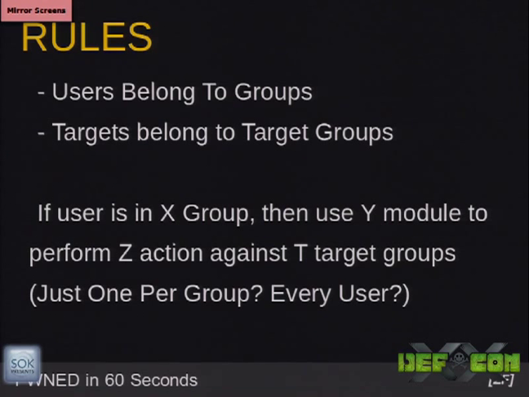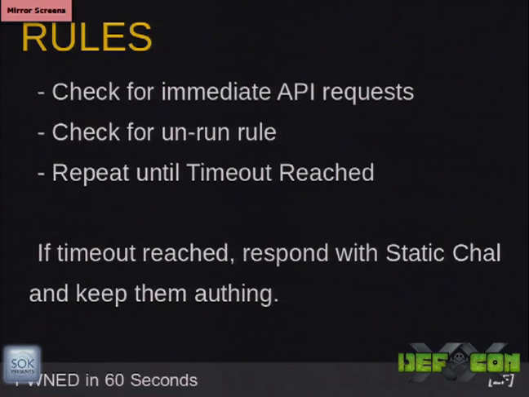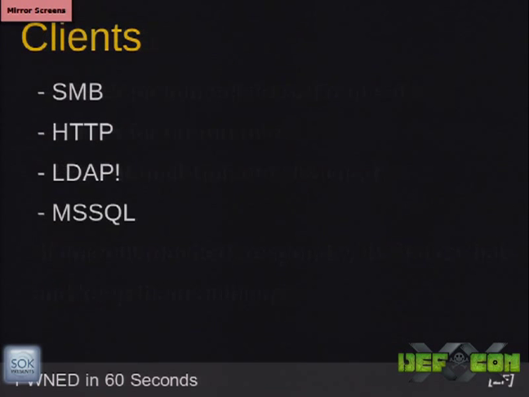So we write these rule sets basically to say if a user is in this group and they're in this module, perform this action against these targets. And should we do it just once or per every user? But I'll show that in a second. So the rule sets go through this sequence of automatically looking for these API requests, looking for these rules, and keep doing it, keep going through this until it times out. And if it times out, keep the user authenticating by not letting them time out and disconnecting them, but doing a stack challenge.